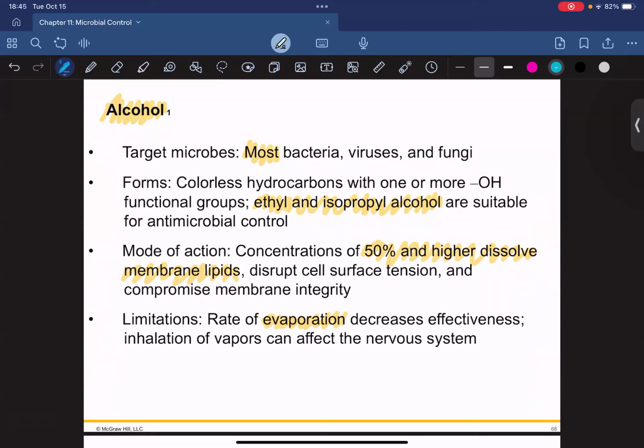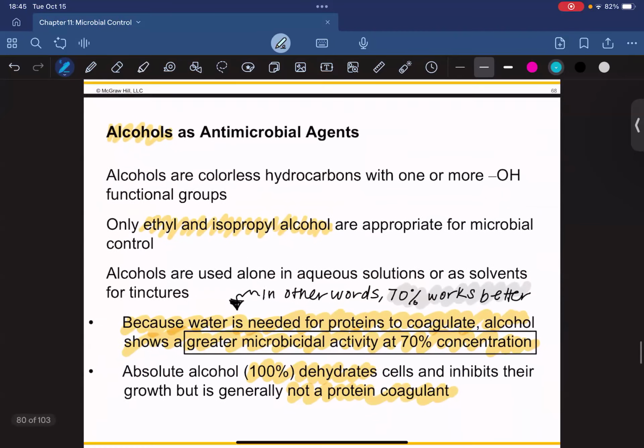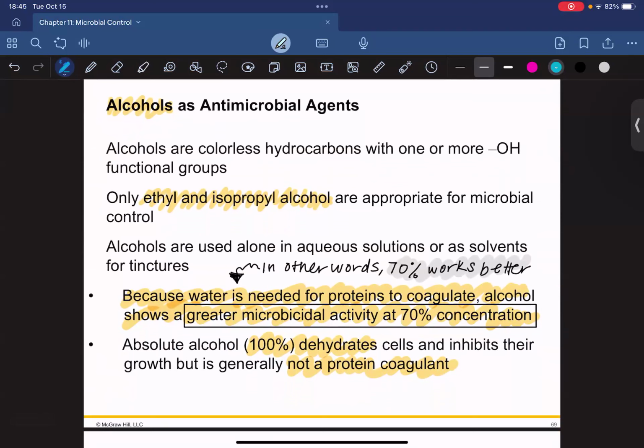Alcohol, again, is automatically not going to sterilize most bacteria. We know it. This is ethyl and isopropyl alcohol. Really, those are the only ones that we are going to use effectively. And 50% alcohol or higher levels will dissolve membrane lipids. And we already mentioned that it affects the cell wall. So now we're affecting the cell wall and the cell membrane. That's pretty good. But of course, these evaporate so quickly that it may not be super effective at doing its job. And the vapors can affect your nervous system. So again, ethyl and isopropyl alcohol are the ones that you're really going to be using.